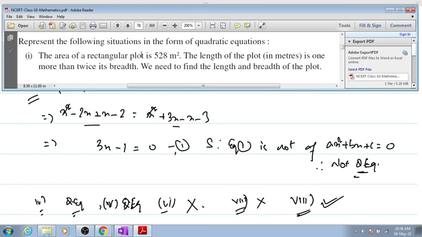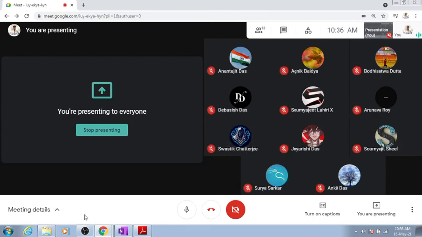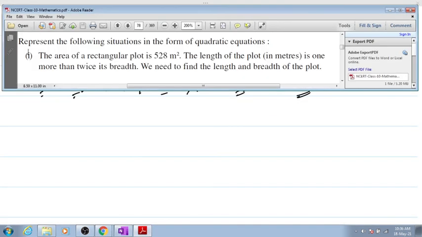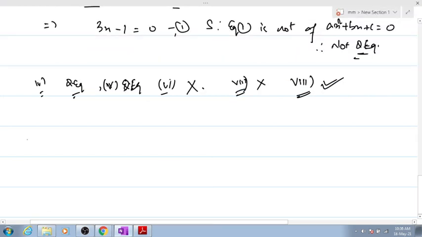Let's see how many can plot it. It's a very simple one. Make sure you take only one variable. Everybody please look at the screen. Read the question once more. The area of the rectangular plot is this much. The length of the plot is 1 more than twice its breadth. So, this is question number 2, part 1.